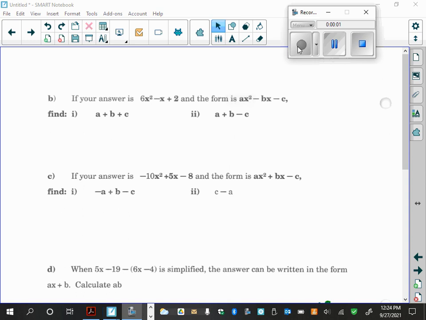This is polynomials. This is Monday, at least in 2021 it is.